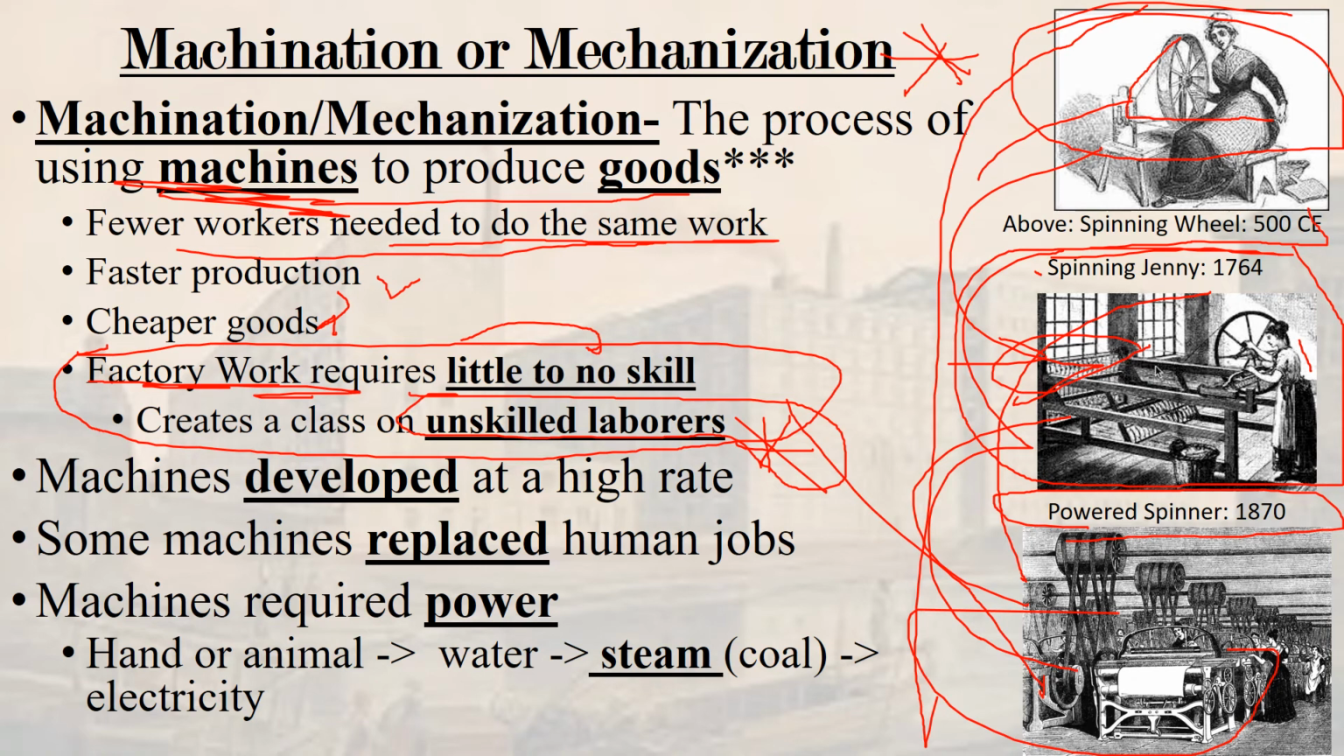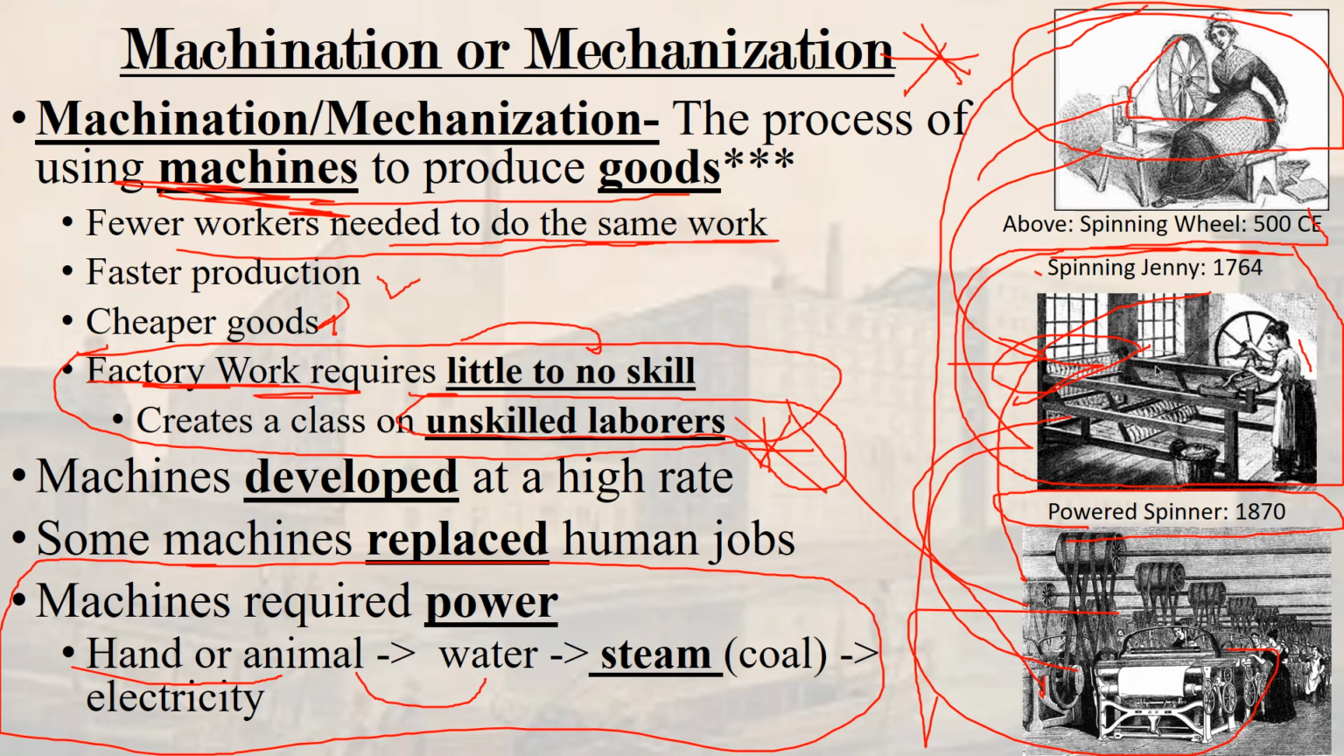You also have an incredible change in power. This mechanization or industrialization of the process means the nature of power itself, in terms of what we're going to use to run these things, changes. Instead of hand or animal power, it initially switches to water, the water wheel, and then to steam and coal, and eventually to electricity itself.